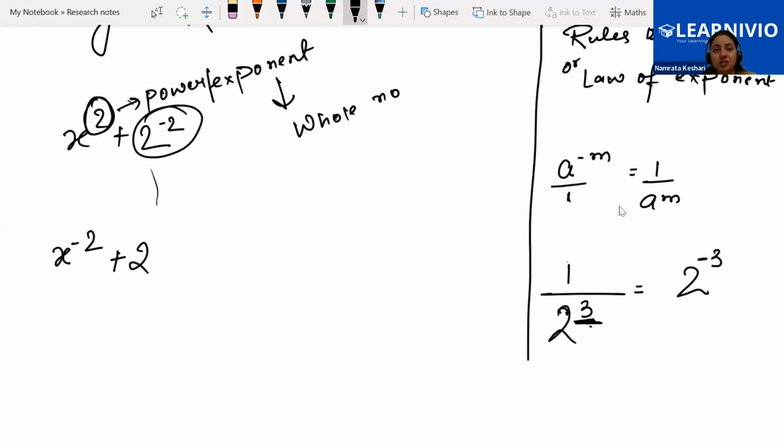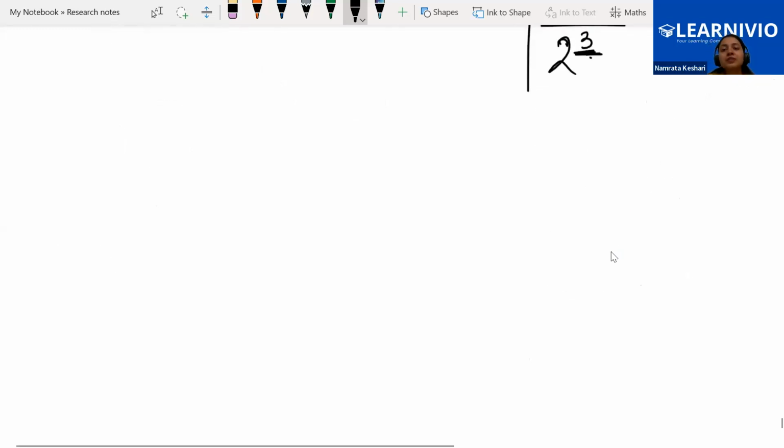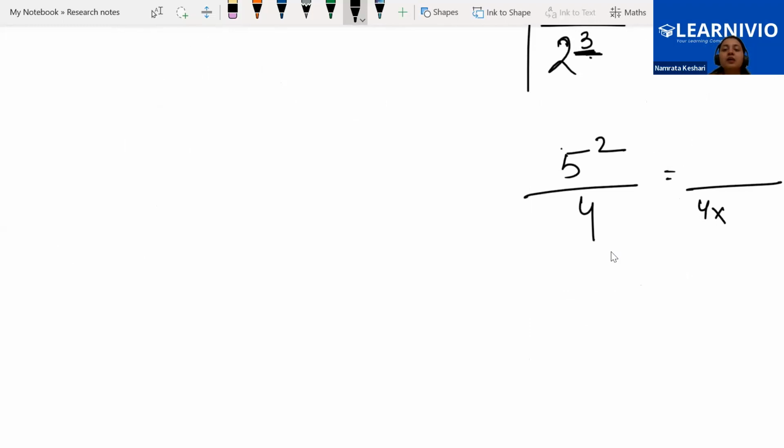That's what the formula says. Let's understand the formula in detail. Suppose I am having 5 square by 4. If I want to write this 5 square in the denominator, mathematically it is allowed. I can write it in the denominator beside 4. 4 will say, okay, go and sit beside me with the multiplication sign, of course. So 5 square will come here, but here the exponent was 2, and that is a positive number. When you change the place, the exponent will reverse its sign.